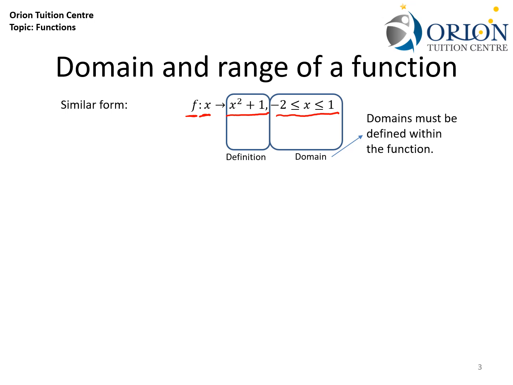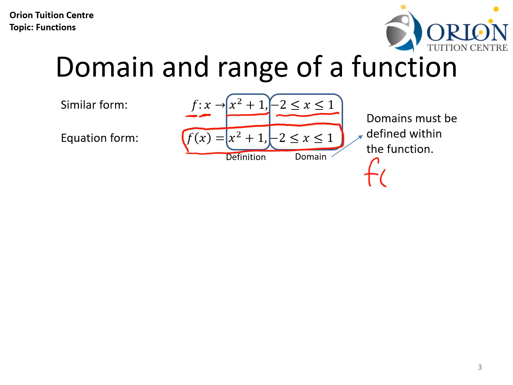Also, for calculation purposes, it is usually more convenient to convert the function from similar form into equation form, which is written in this second line over here. So how we can write it is f(x), which means f of x equals x squared plus 1, and we have to give the corresponding domain of -2 ≤ x ≤ 1. So this is the equation form of a function. Note that we must also include the domain after we convert into the equation form.